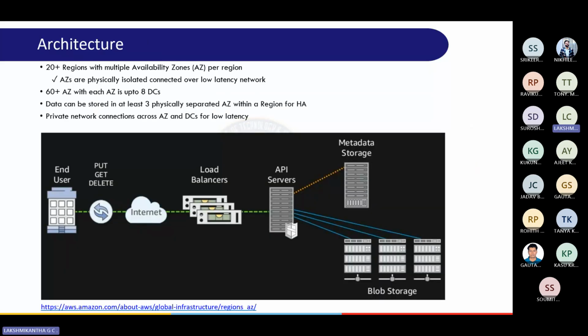Okay, so let us look at the architecture now. How does S3 achieve this massive scale and durability? Guys, it is all about the physical architecture. Okay, so look at the physical architecture here, everyone. The very first thing I'm talking about is the global footprint.